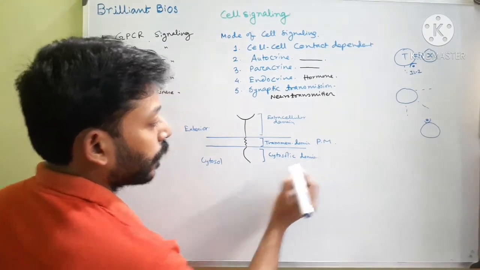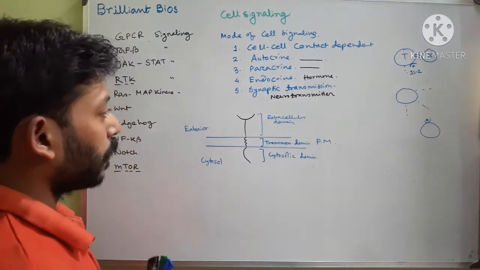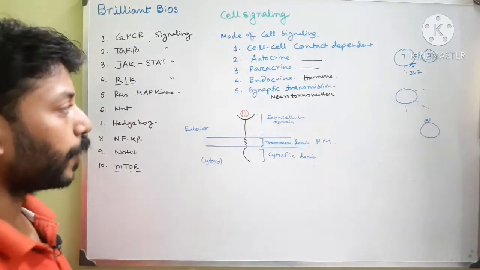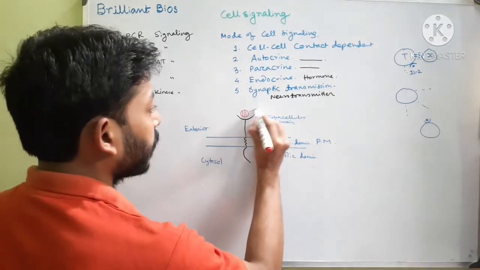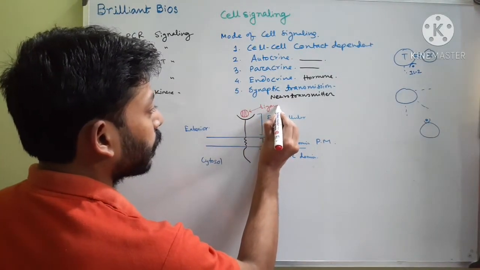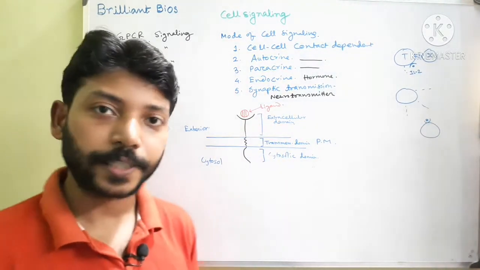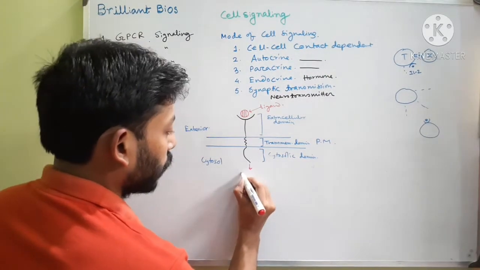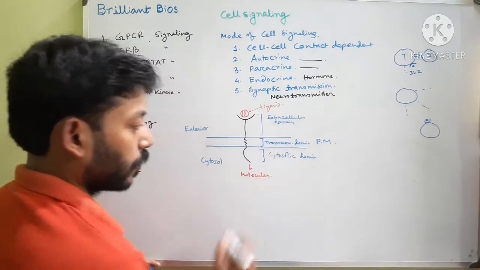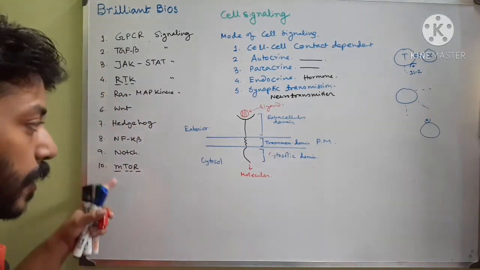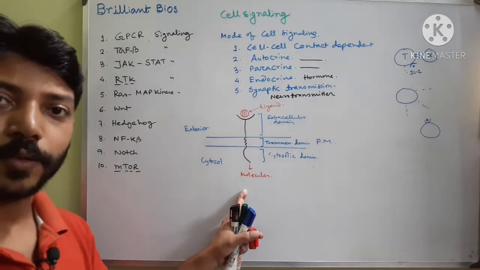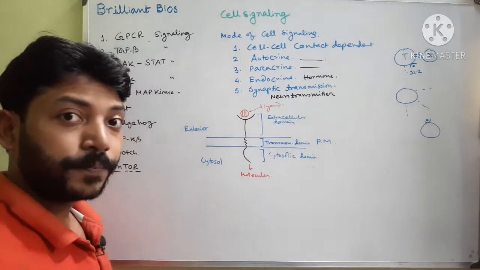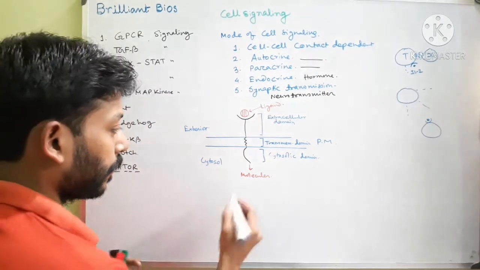When a ligand binds with a receptor, at first the receptor is inactive. So this is the ligand. When the ligand binds, some conformational change can occur in the receptor, and then it can activate different molecules. I will discuss this in detail in cell signaling, but here I am writing only molecules. These molecules can activate different phenomena in a cell.